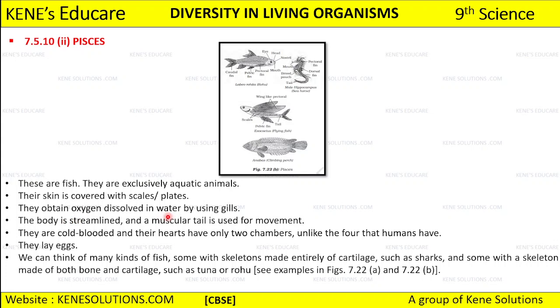The body is streamlined and they have a muscular tail which is used for movement. The tail which you can see of this animal is muscular, there are muscles present in the tail, and their body is streamlined. You will see certain linings present on the body of the fish.